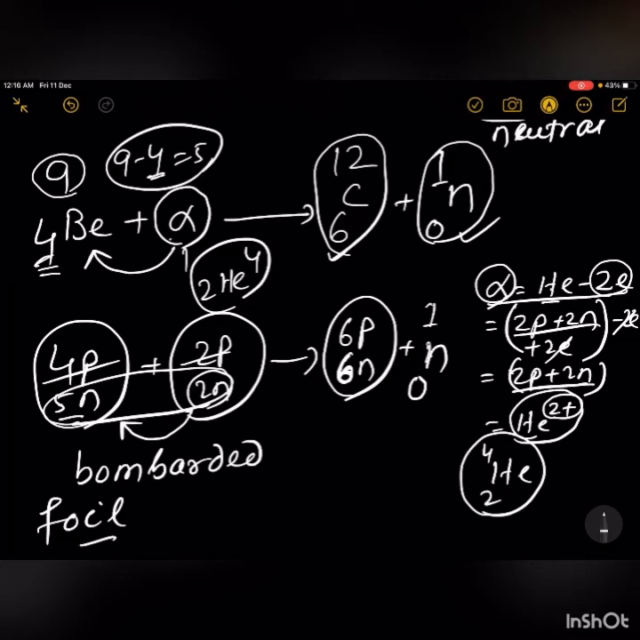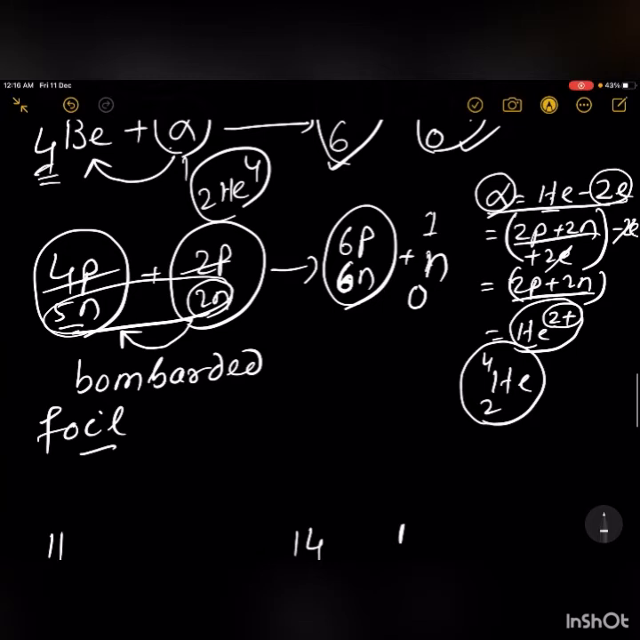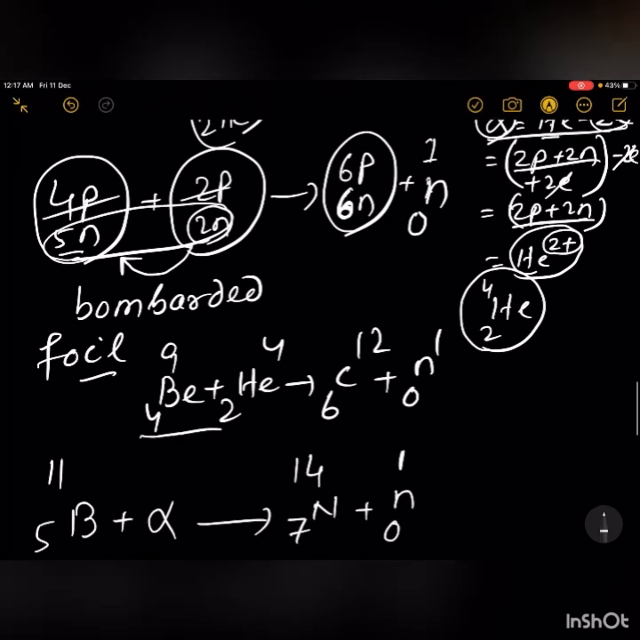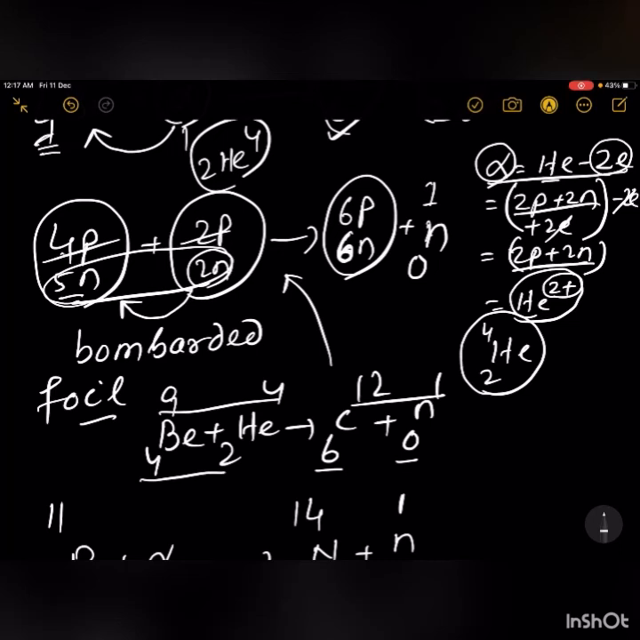So when beryllium 4Be9 is bombarded with alpha particle, it gives 6C12 plus 0n1. You see, 4 plus 2 is equal to 6 plus 0. 9 plus 4 is equal to 12 plus 1. And you have seen over here how 4 protons and 2 protons on combination gives 6 protons, 5 neutrons and 2 neutrons on combination gives 6 neutrons, and 1 neutron is emitted.